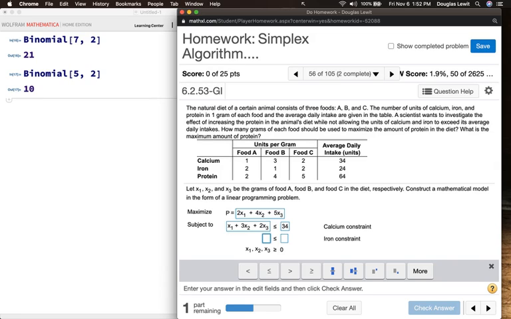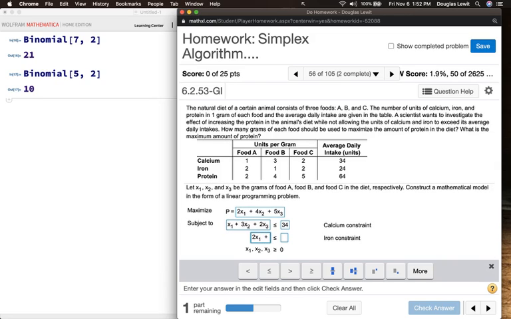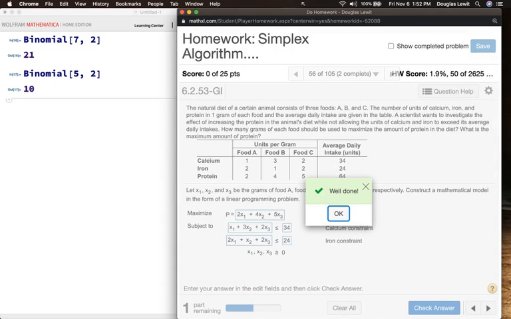Okay. And for the iron constraint, that's going to be 2x1 plus x2 plus 2x3 less than or equal to 24. And then, of course, x1, x2, x3, those three variables must be greater than or equal to 0. But we don't have to worry about that because the algorithm that we're using takes care of that for us. Okay, and this should be correct.